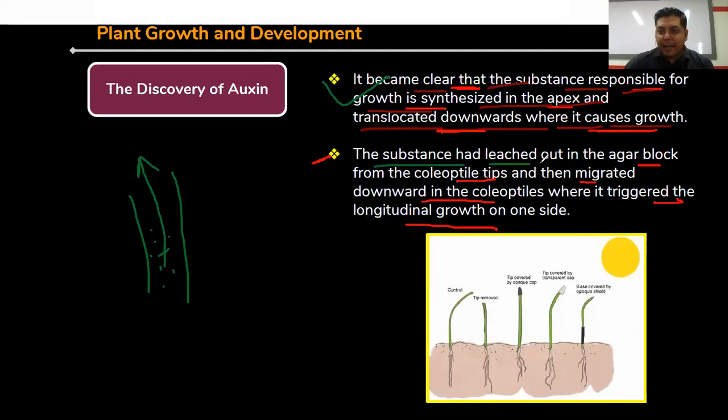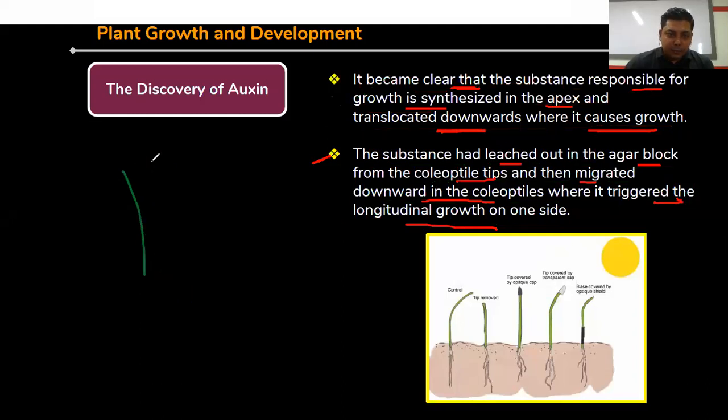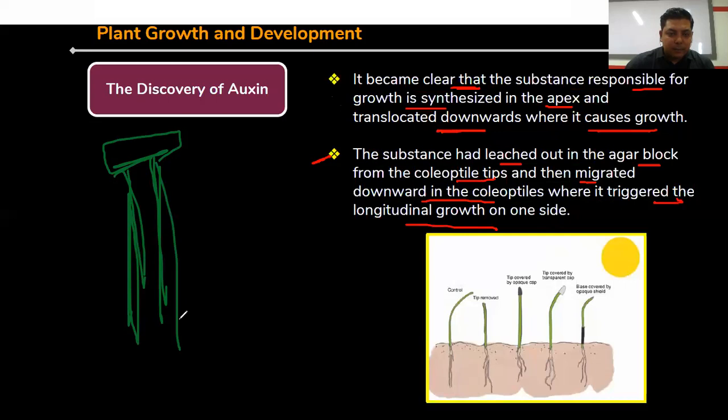The substances had leached out into the agar block from the coleoptile tips and migrated downward in the coleoptile, where they triggered the longitudinal growth on site. So in case of this coleoptile, if it is blocked by a mica plate, then what happens? It is involved in the production of the longitudinal portion of the plant. Clear? So that's all. This is all about the discovery of auxin.